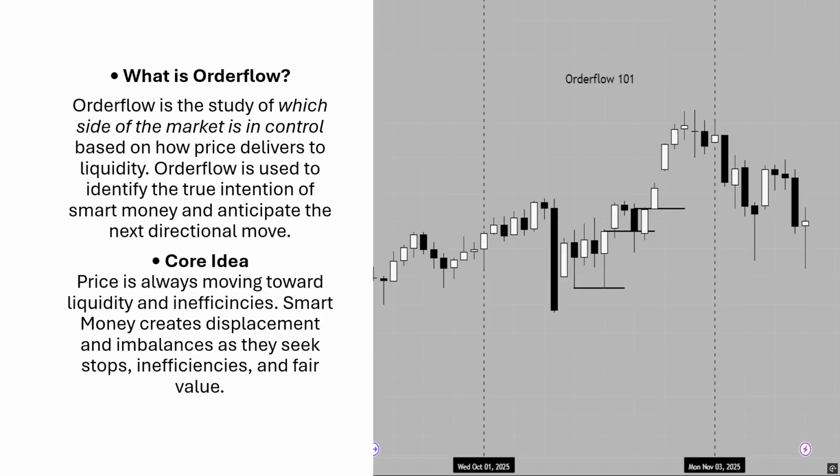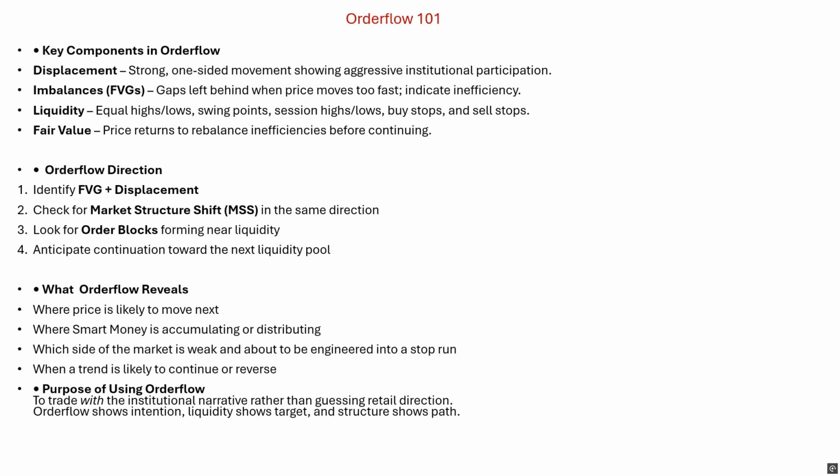Orderflow is a way to identify smart money's next move, or we can say it is a way to understand how smart money delivers price based on liquidity and periods. Key components in Orderflow are displacement, one-sided strong movements, aggressive movement, imbalance, gaps left behind, liquidity, equal highs and lows, swing points, position highs and lows, buy stops, sell stops, value, and Orderflow direction.